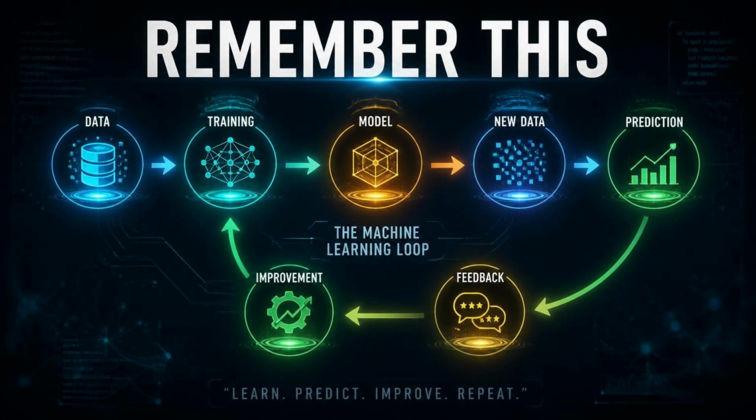Let's put everything together. This is the mental model I want you to remember. We start with data. The model is trained on that data. Training adjusts the model's parameters. The trained model receives new data. It produces a prediction. That prediction can be evaluated, and feedback can be used to improve the system. So the cycle becomes data, training, model, new data, prediction, feedback, improvement. That's the basic learning loop behind machine learning.